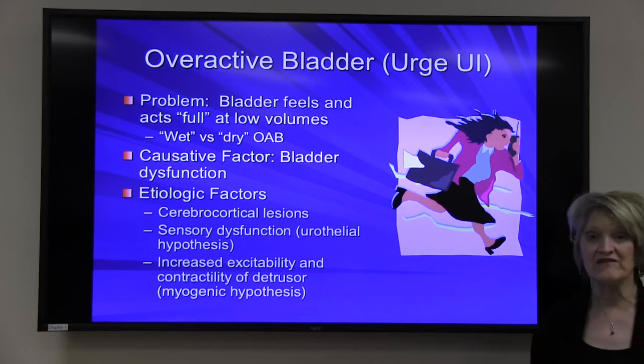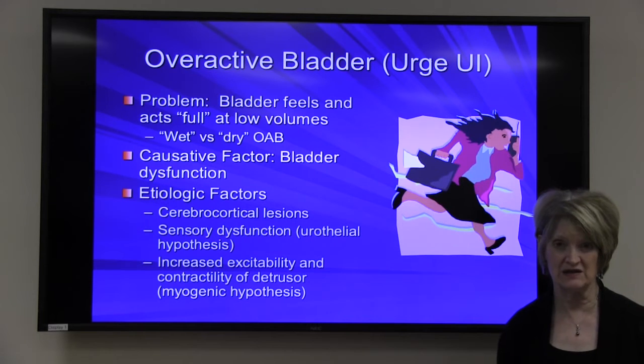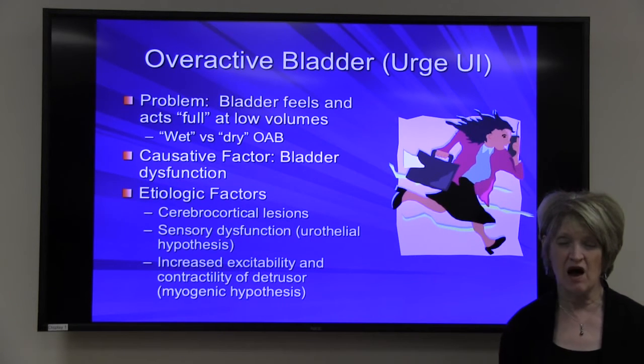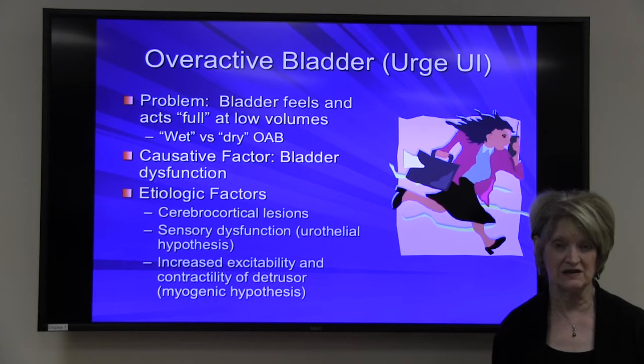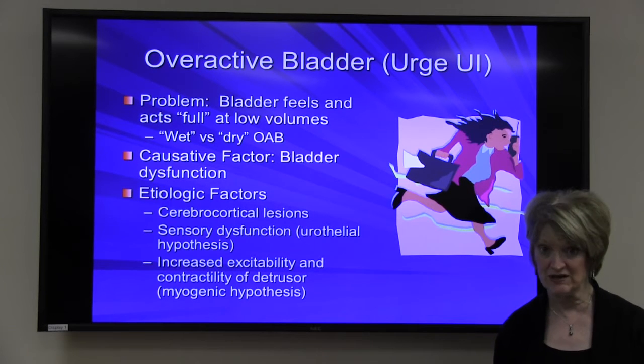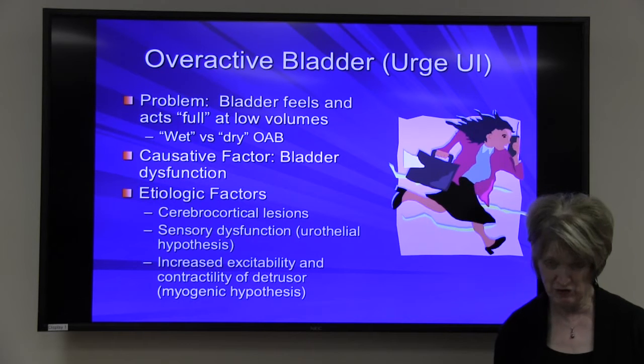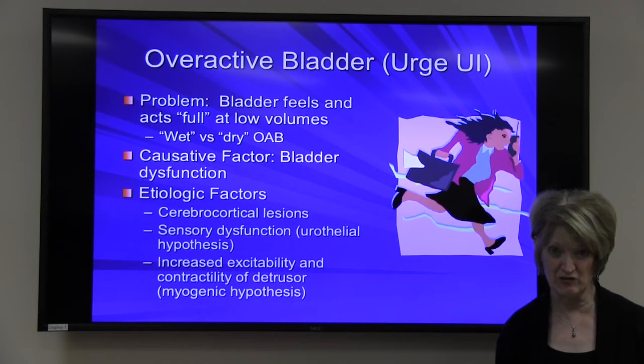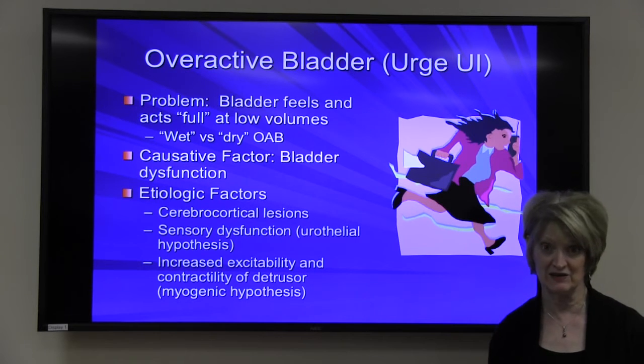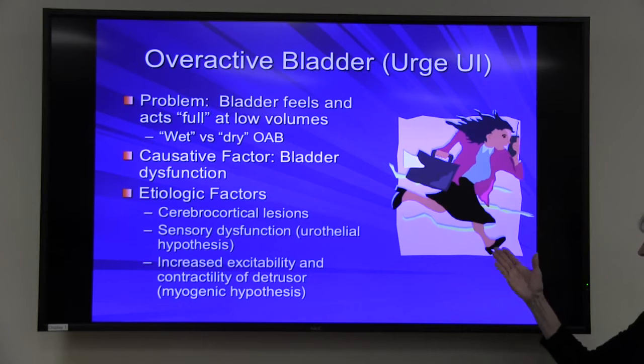The second very common type of incontinence is overactive bladder, also known as urge incontinence. If you understand stress incontinence and urge incontinence, you can help a whole lot of people, because about 90% of people who come to clinic with bladder complaints have either stress incontinence, urge incontinence, or mixed stress urge. So focus your study on stress and urge. I think everybody can relate to this.